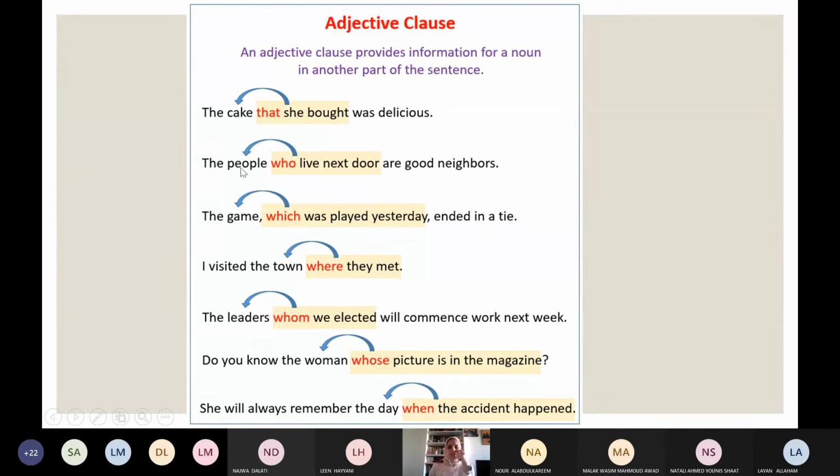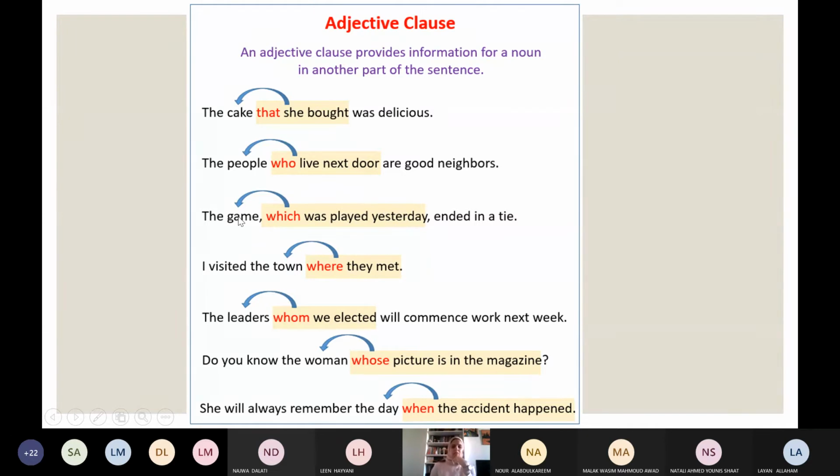The people, what would the original sentence be? The people are good neighbors. In the middle, who live next door. Who live next door? I am modifying people. Here, the game, which was played yesterday, ended in a tie. The game ended in a tie. What was played yesterday? Which game? The one which was played yesterday.